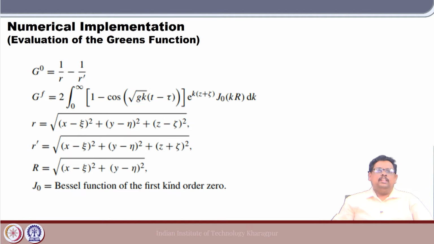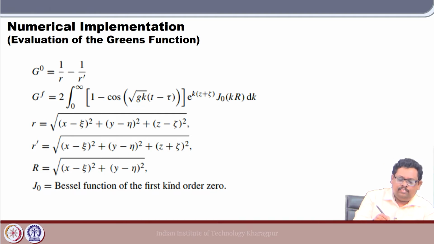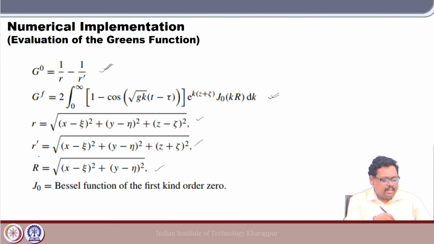Anyway, so now the second part is how we are going to evaluate the Green's function. Now, here you have two parts, one is the G0 and another is the GF, right, and this is the expression for R, it is the R dash and it is the R, and J0 is nothing but the Bessel function. Now, what is this R dash and R?